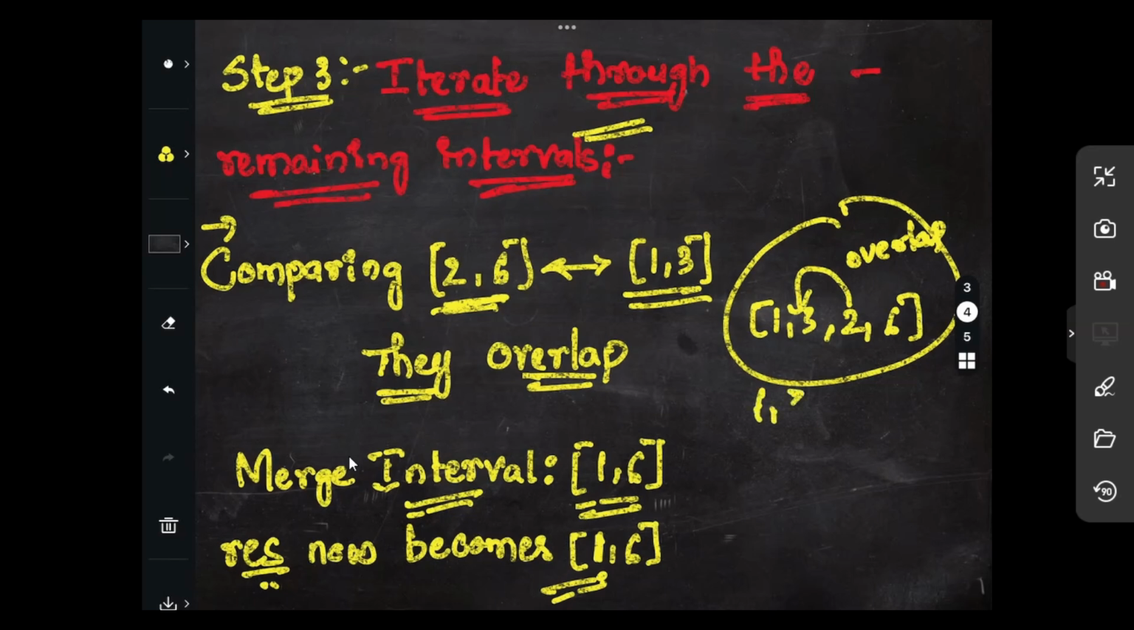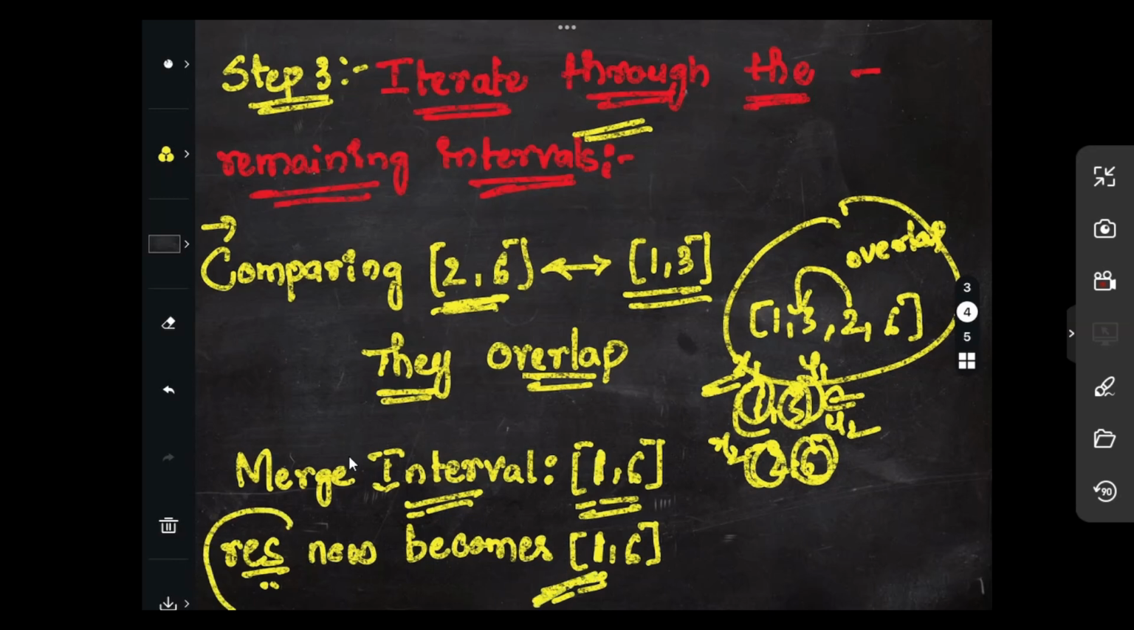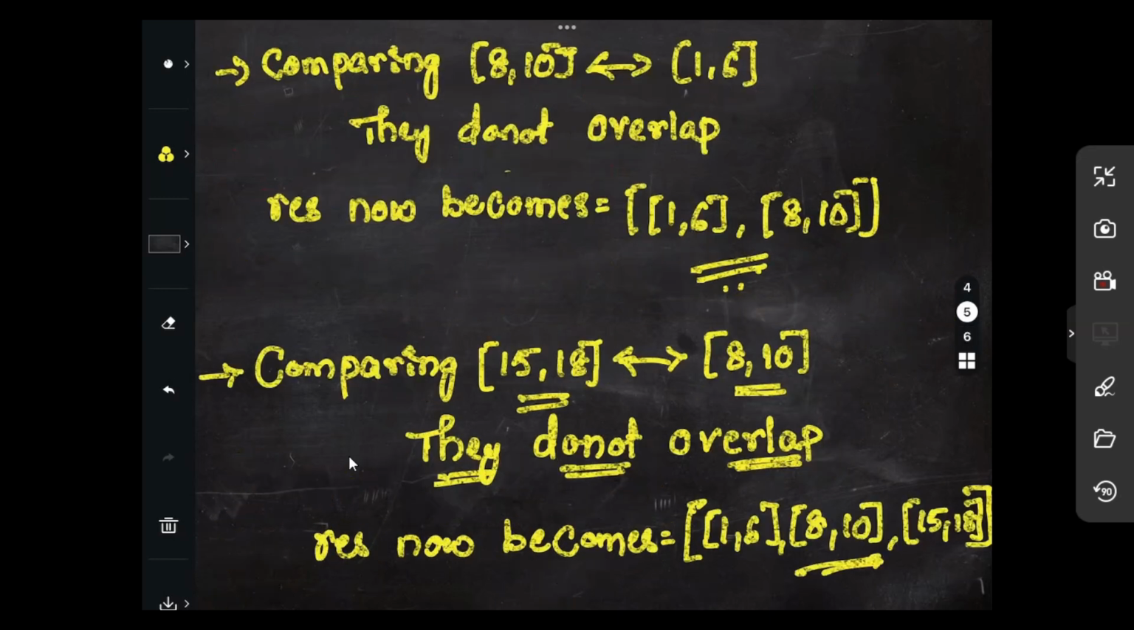What we will do here: 1 comma 3, again I have explained this already, and 2 comma 6. We will consider the minimum of the first values and the maximum of the second values. Suppose we consider x1 and x2, and y1 and y2. Here we will take min of x1 and x2 and max of y1 and y2, right? In this case we will get 1 comma 6. Now the result becomes 1 comma 6. Just keep this in mind.